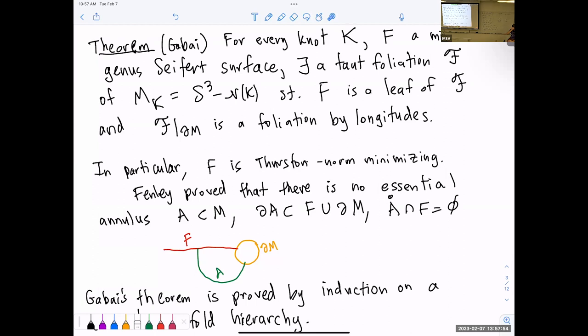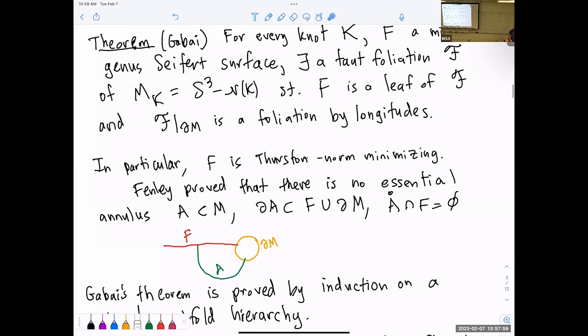But Fenley proved something slightly stronger, that there is no essential annulus in a knot complement which goes from the Seifert surface. So here M is the complement of K, F is some Seifert surface. There's no essential annulus that goes from the Seifert surface to the boundary. It would have to be the longitude, because the boundary slope of the Seifert surface is the longitude. But any such annulus would have to be boundary parallel, which is kind of interesting.